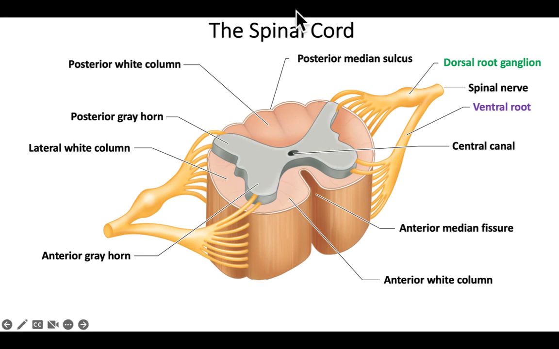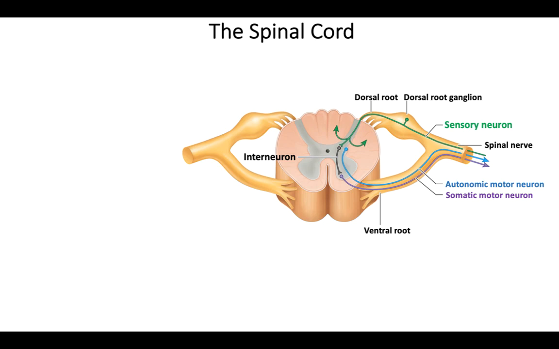The gray matter, we use horns to describe the areas. This is the posterior gray horn, lateral gray horn here, this little bump out there, and then this is the anterior gray horn. And then in the center, there's a central canal. So that's a little canal where you'll also find cerebral spinal fluid. So this again was more to show you the white matter divided into columns and the gray matter divided into horns.